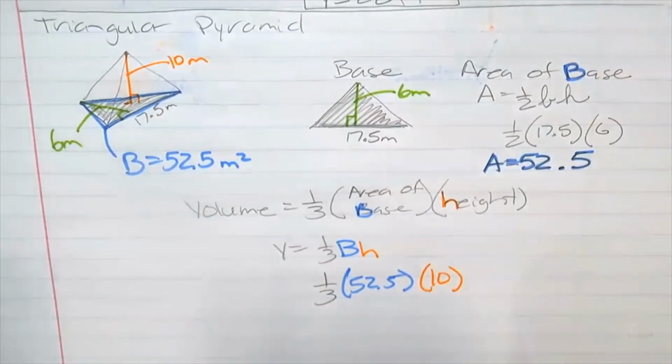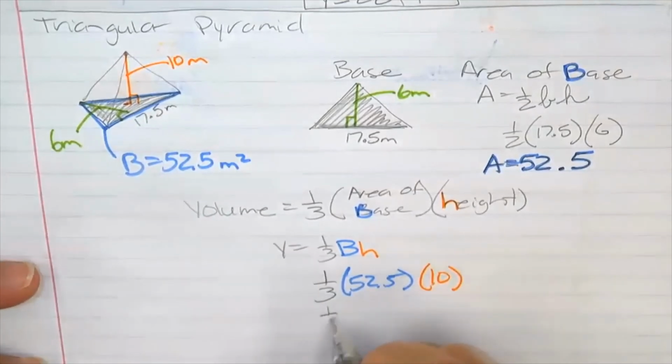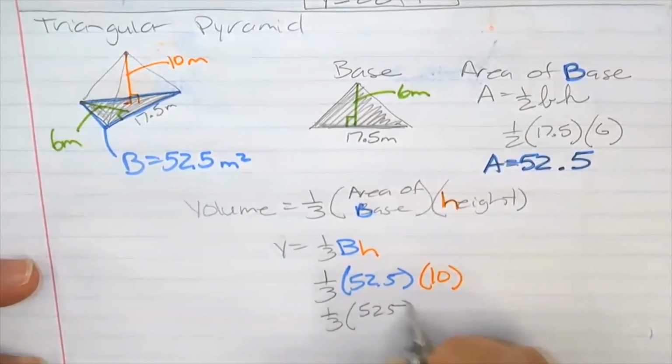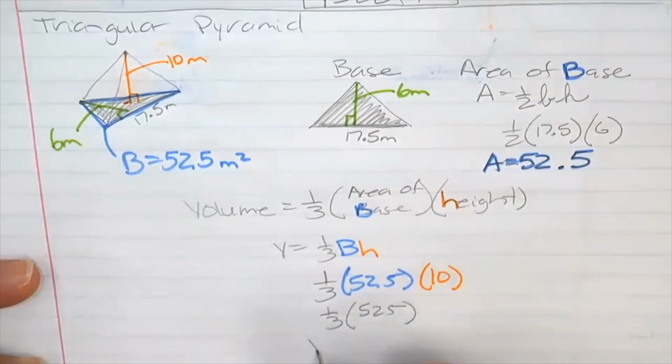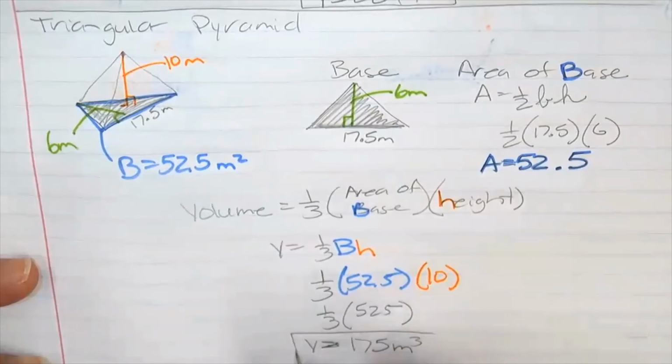So I'm going to multiply 52.5 times 10, which is 525. So I've got 1/3 times 525. And when I multiply that by 1/3, or technically divide by 3, I find out the volume is equal to 175 meters cubed.